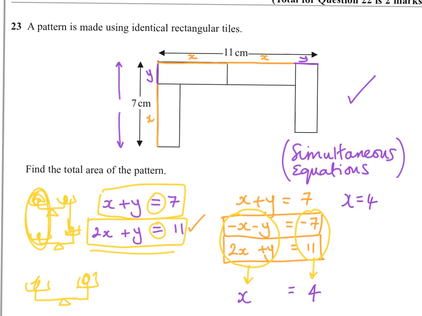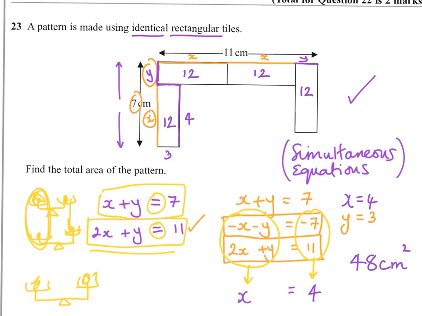Well, that's easy now to find y, because we can just use this diagram here. If this is 4, then y has to be 3, because together they make 7. So y is 3. Now we can find the area of the pattern in total. Because this measures 4 by 3, and this length here is going to be the same as this one here, then this is 12. They're all identical rectangular tiles, so this would be 12, this would be 12, and this would be 12. So the total area will be 4 12s, which is 48, and it will be in centimetre squares.